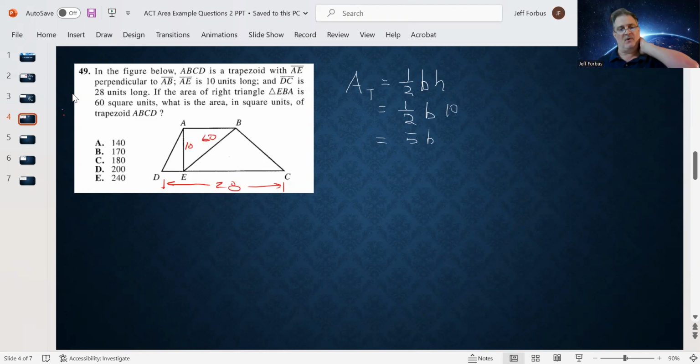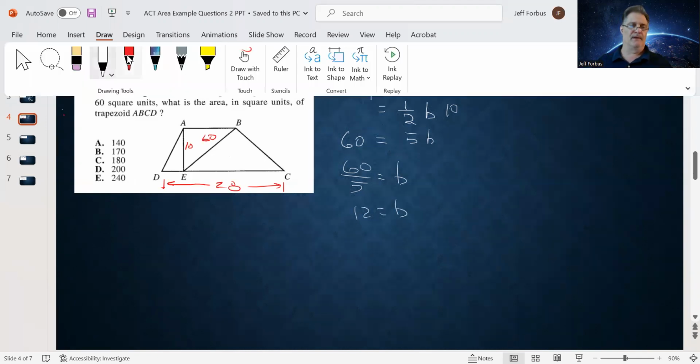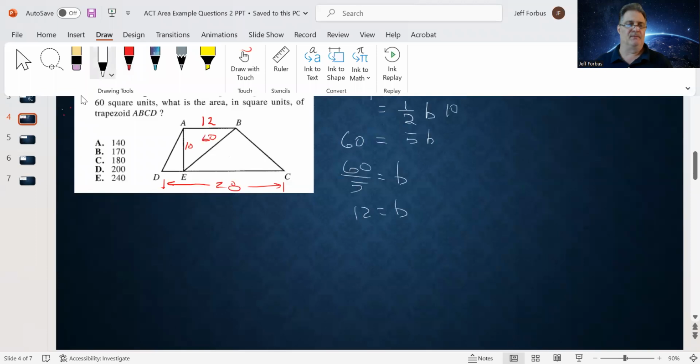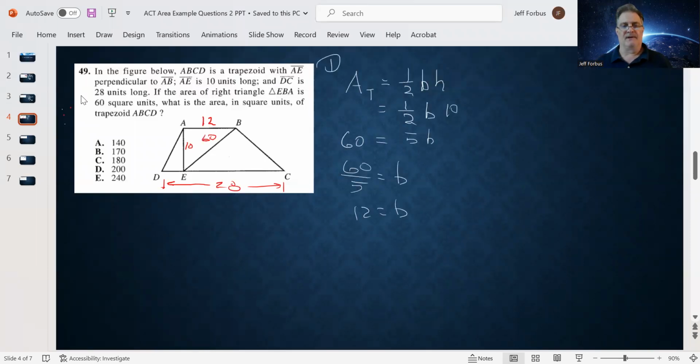Now, we know the area total was what, 60? If we divide this by 5, 60 divided by 5, then we get B. And B is going to be 12. So now we know that this side is 12, and that's AB. And notice now we got DC. So now we can use the trapezoid area formula. Change my pen tip color. So that's the first thing we needed to do.